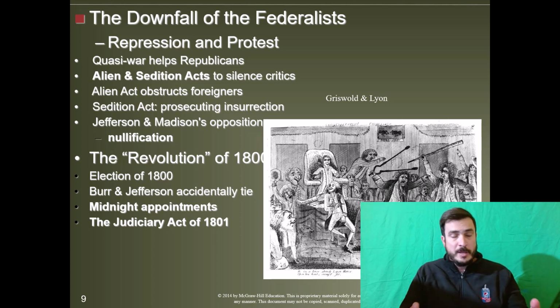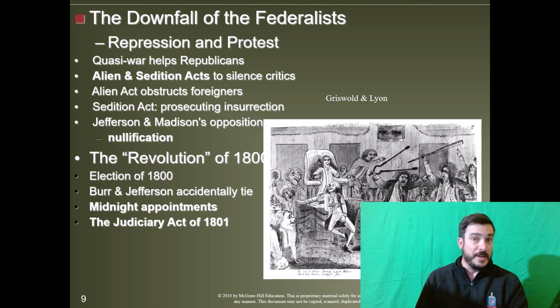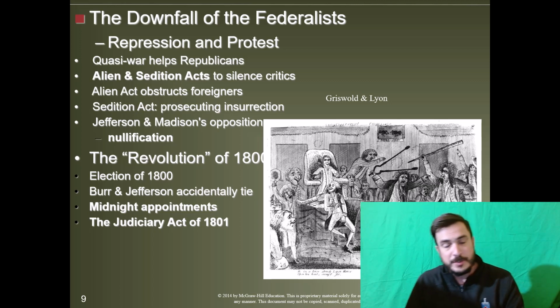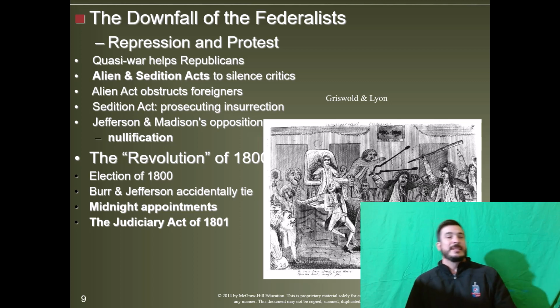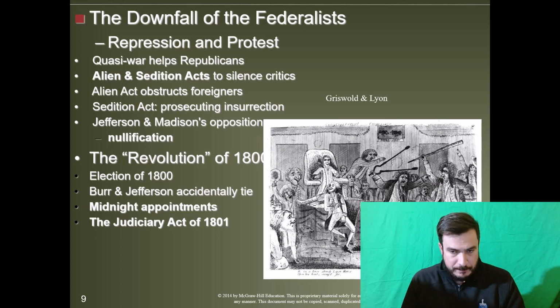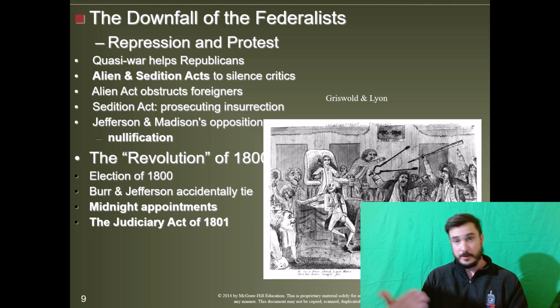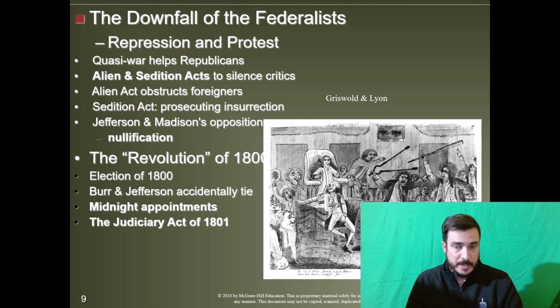And what do they do? These are basically a couple of political doctrines that openly proclaim or argue that the states are the final arbiters or deciders on whether a federal law is constitutional. In other words, they claim that states can nullify a federal act. Crazy, right? Why is this a big deal? This is a big deal because Jefferson and Madison are both from Virginia. They're both Southerners. They're both Republicans.